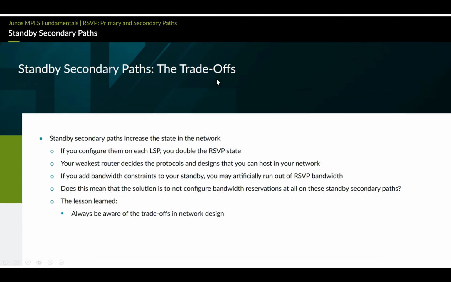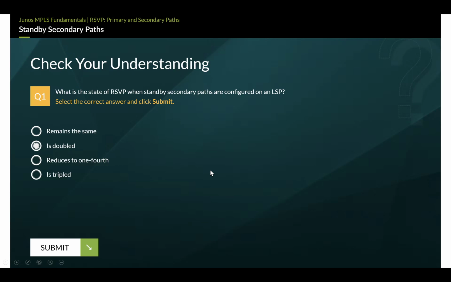Standby secondary path, the trade-offs. So what are the trade-offs? Standby secondary path increases the state in the network. If you configure them on its LSP, you double the RSVP state. Your weakest router decides the protocol and design that you can host in your network. So multiple trade-offs here.